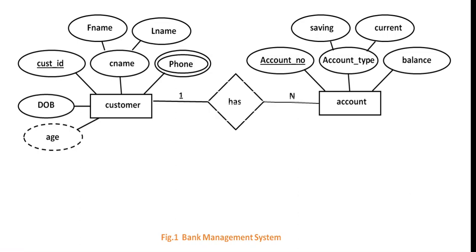Okay, then customer and account, these two entity sets are sharing relationship has, that is customer has account in a bank. One customer may have many accounts. Okay, and many accounts may be related to one customer. Okay, so one to many relationship is there between customer and account entity set. Then this has relationship has opening date as a descriptive attribute. Customer has opened account on the given opening date in a bank.